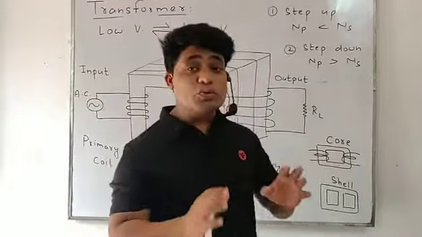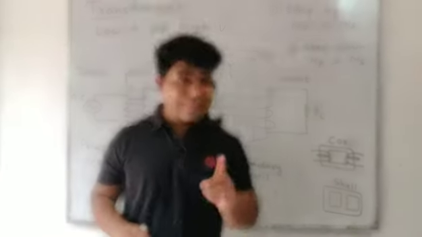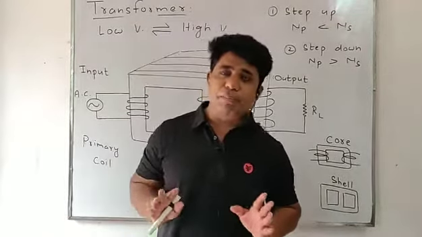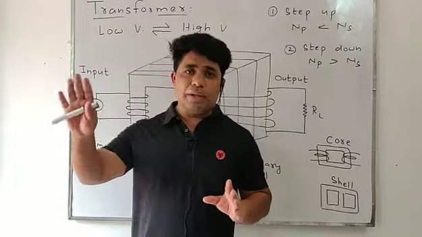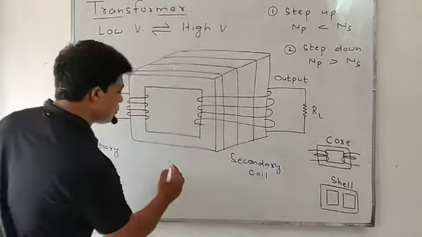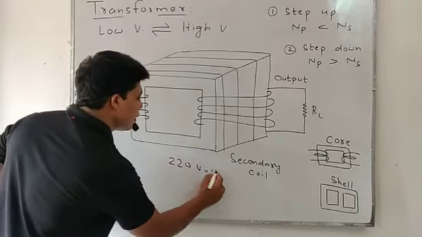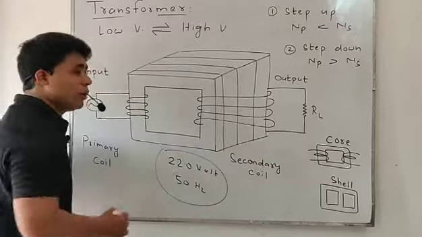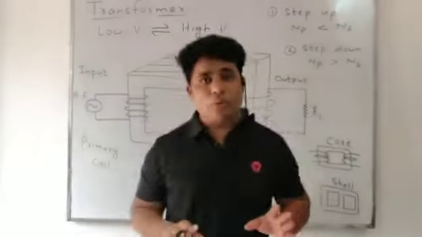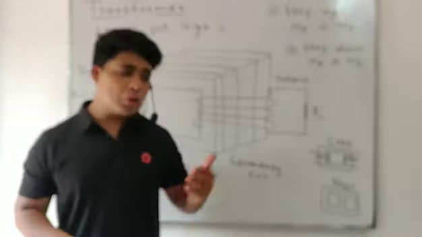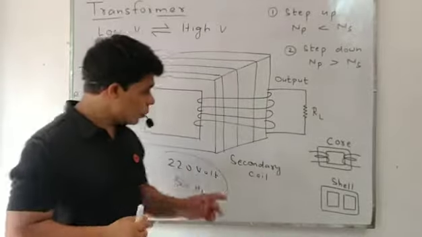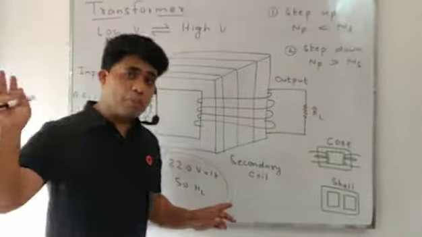It means it is used for changing the alternating voltage only. Alternating voltage, low voltage to high or high voltage to low. Why? Actually, I'll give an example. In the main supply, in the switch, there comes a 220 volt supply at the rate of 50 hertz. But suppose you have to charge the mobile. The mobile requires only 10 to 12 volt. So if we provide 220 volt from the main supply, it will be short circuited, it will blast.